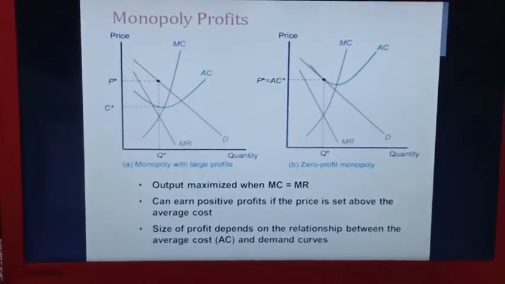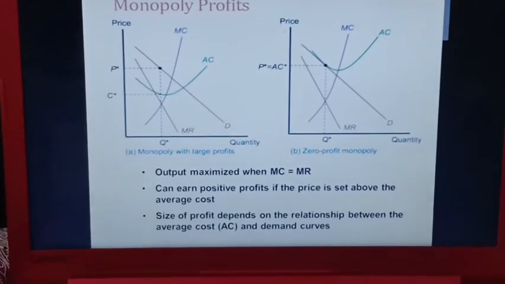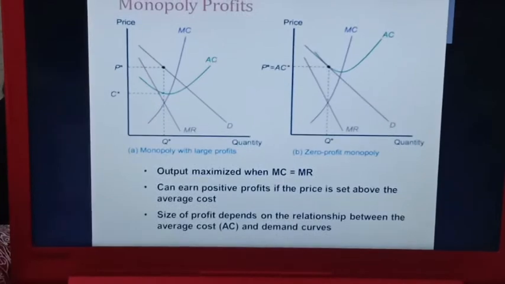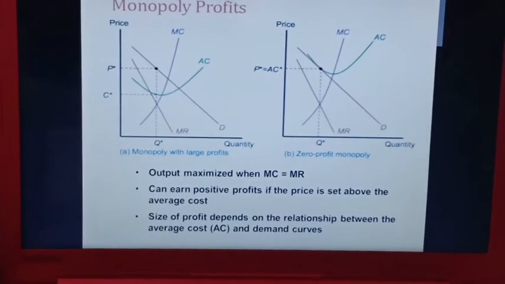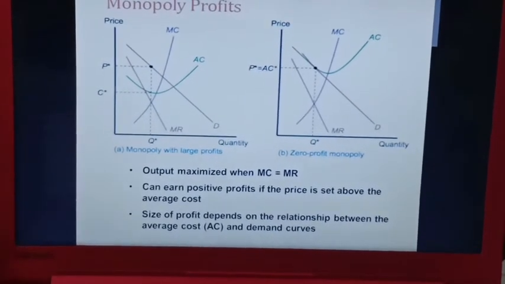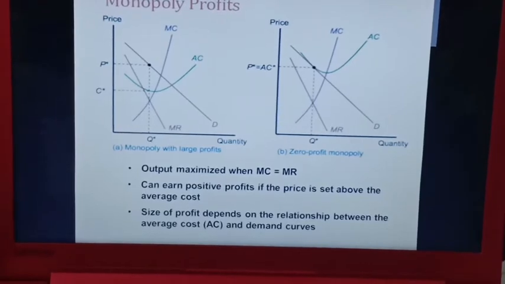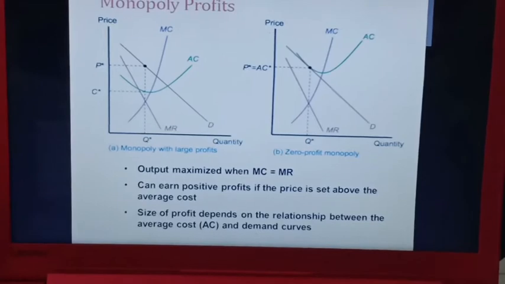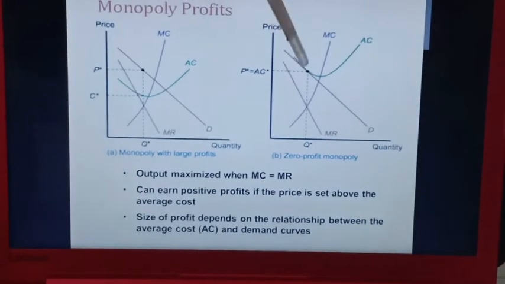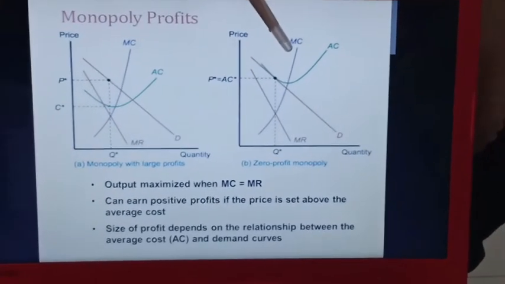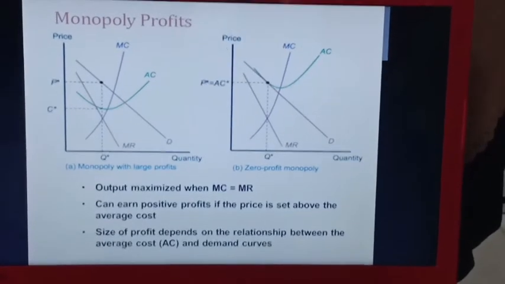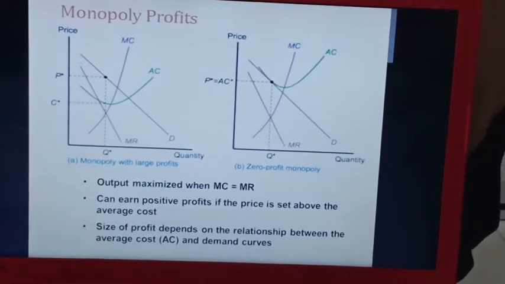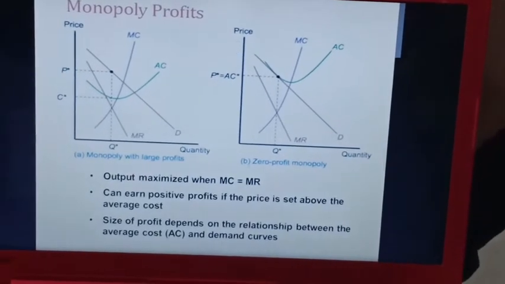For profit, we just need to look at the average cost, AC curve, and the demand curve. If the difference between the AC curve and the demand curve is larger, the larger the profit they earn. While if the AC and demand curve are at the same level as the price, they will earn zero profit.